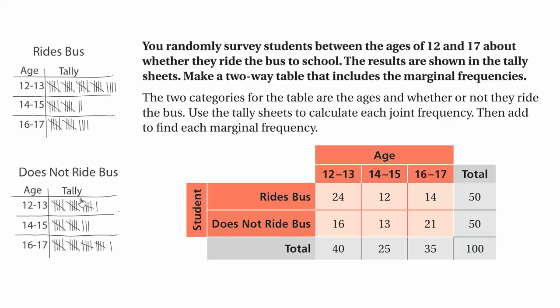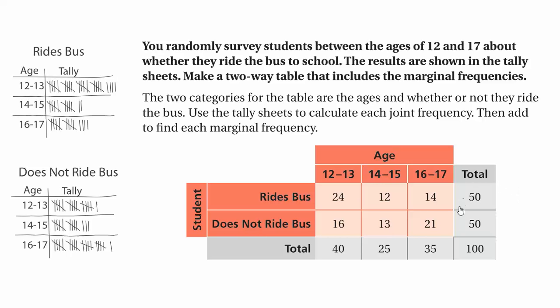And then you take a look, does not ride of 12 to 13-year-olds. You got 5, 10, 15, 16. So 12 to 13 that does not goes there. 14 to 15 is 10, 13, and 5, 10, 15, 21 here. And then you do the same with these on the riding the bus.